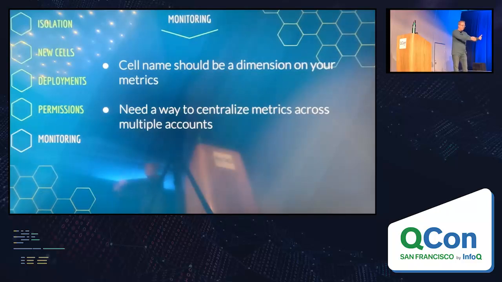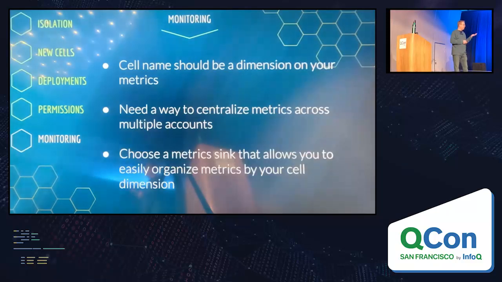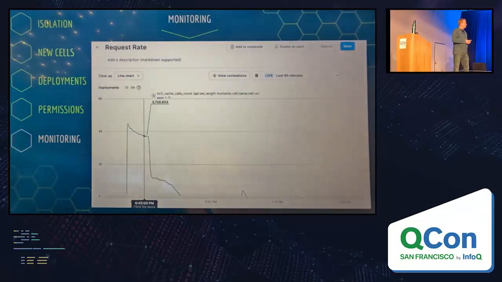So as long as you have a way to configure the code in your cells to be emitting the metrics data to a common location, and then as long as that metric sink has a way for you to group by the cell dimensions, which they all will. So this is what one of our Lightstep dashboards looks like.